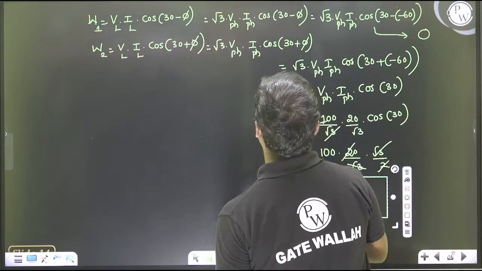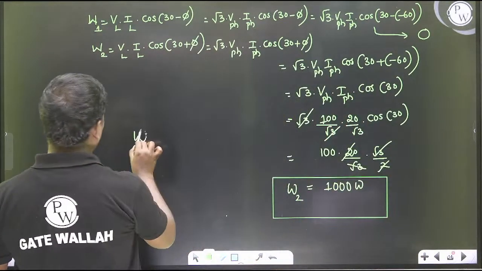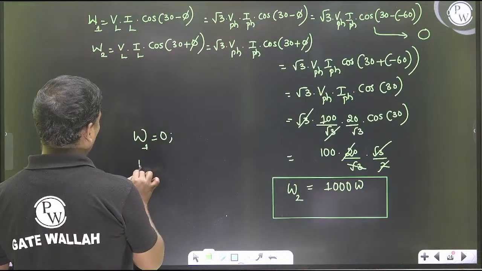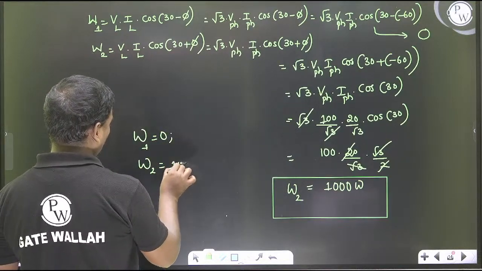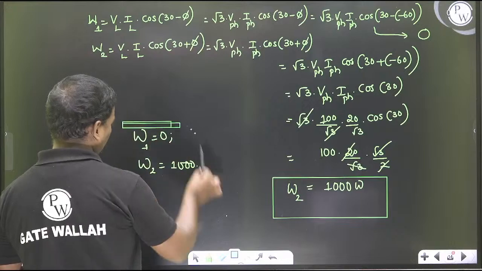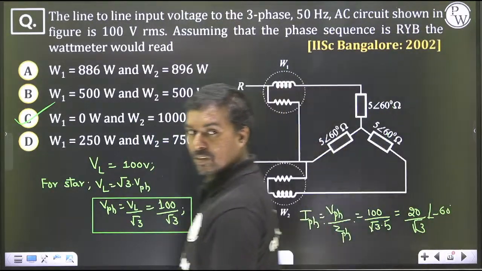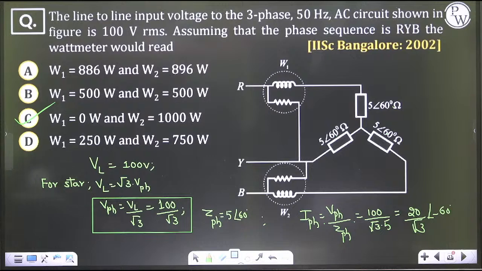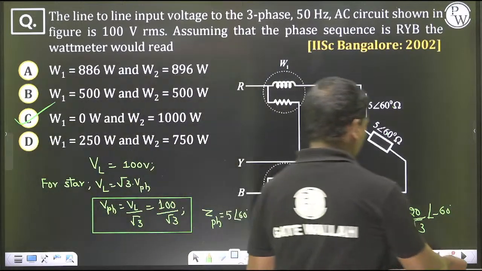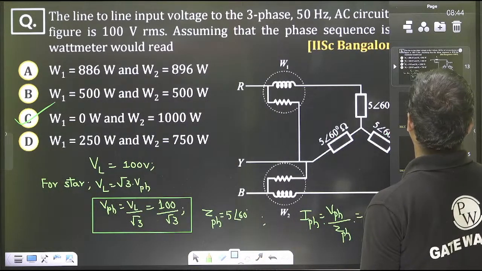So answer is W1 is equal to 0, W2 is equal to 1000. Option C. Understood? Chalo. Let us go for one more question.